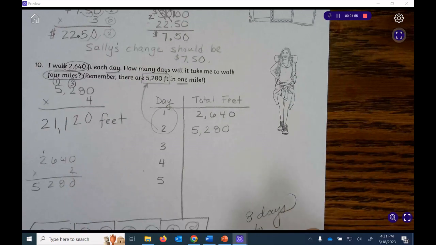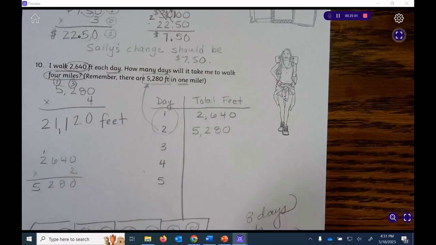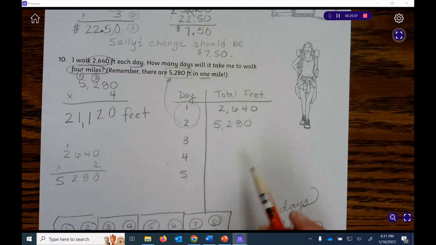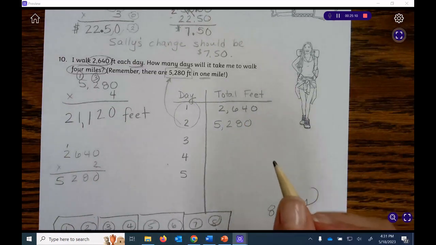to walk 4 miles. I was hoping they had something like that here, otherwise there'd be a lot of problems. Okay. But yeah. So there you have it.